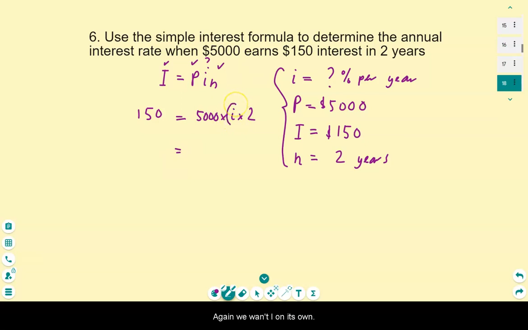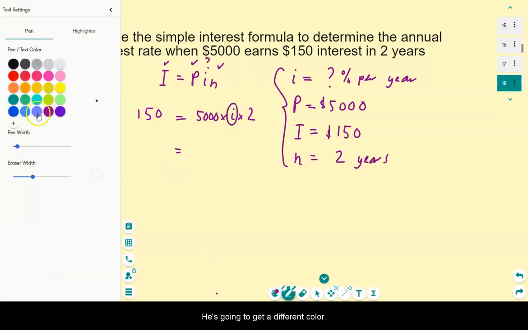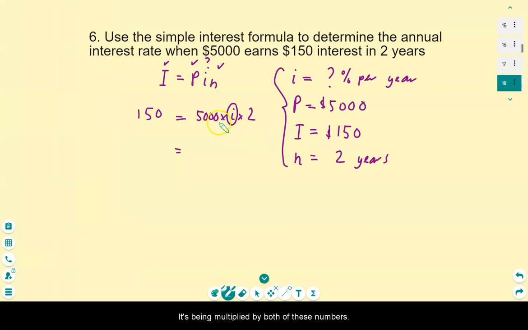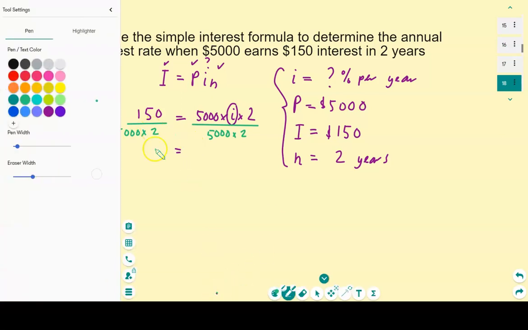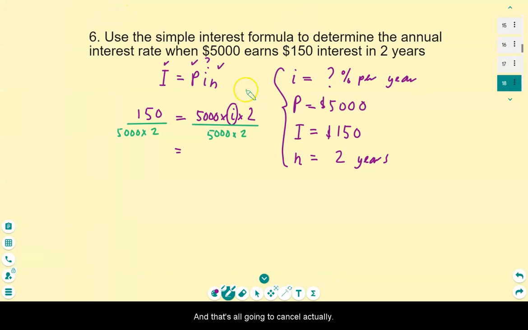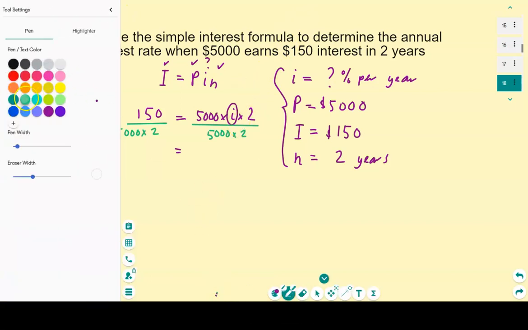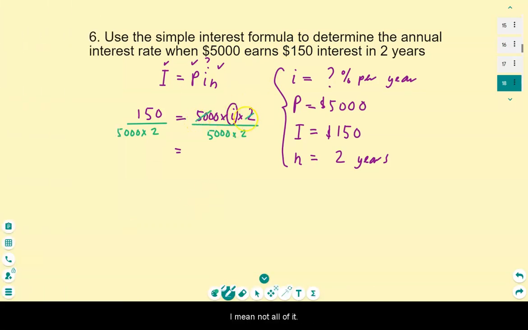Again, we want I on its own. Just going to get a different color. It's being multiplied by both of these numbers. What's the opposite of multiplying? Dividing. So that's what we have to do on both sides to isolate that I. 5,000 times 2. Let's do this. And that's all going to cancel, actually. I mean, not all of it.